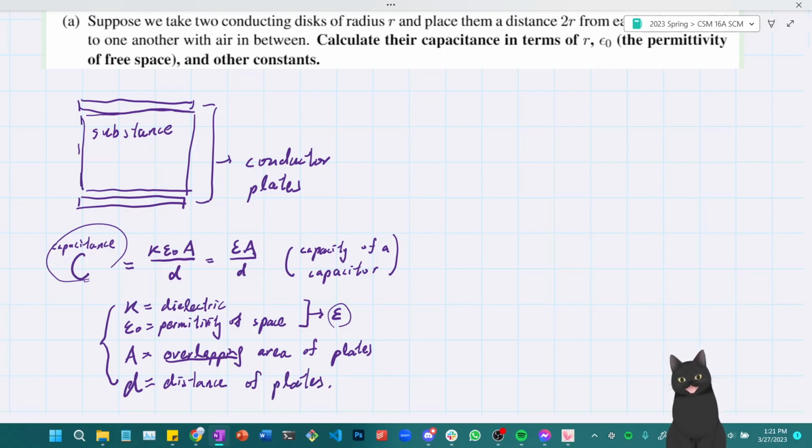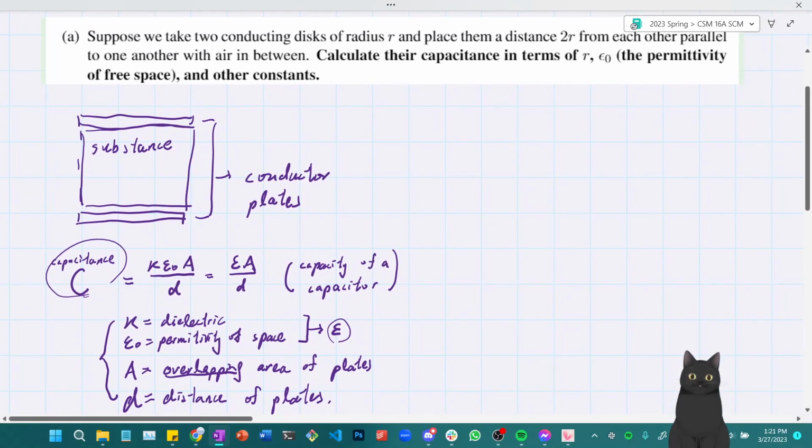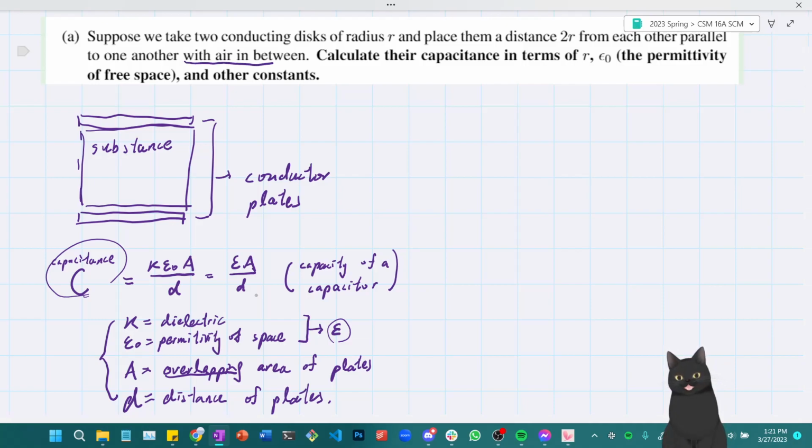So now let's use this formula, C equals epsilon A over D, to solve the above question. Notice that the question also says that between the capacitor there's air. If it's air between the capacitor, then we directly state that the permittivity is epsilon naught, which is a constant, and the dielectric constant of air is equal to 1. This is also another constant to remember.